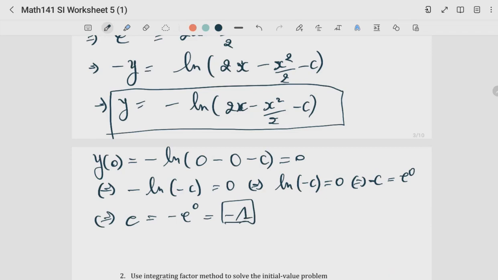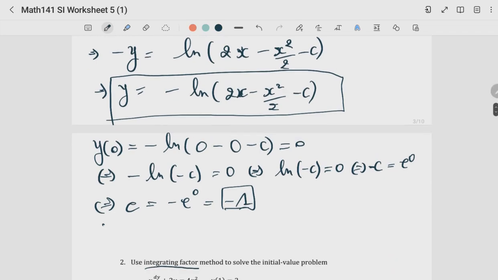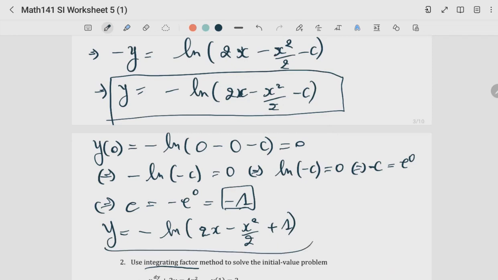So what does that mean? Well, it means that our y function is equal to negative ln of 2x minus x squared over 2 minus minus 1, which is plus 1. So that is our final equation.